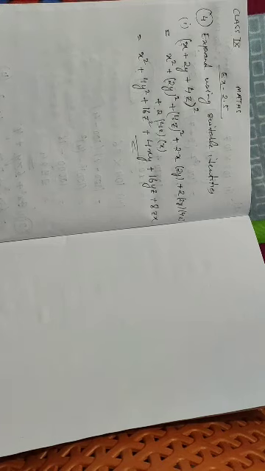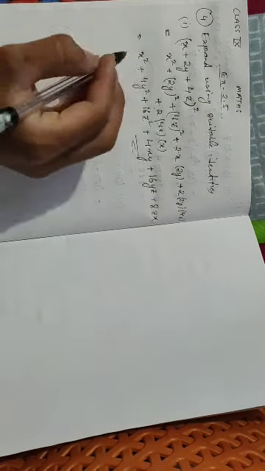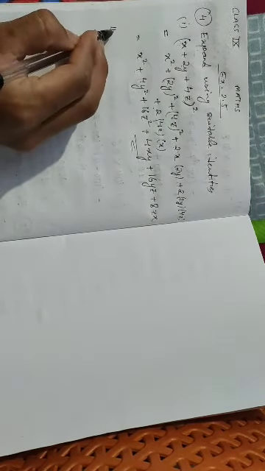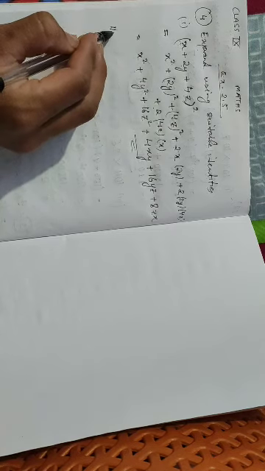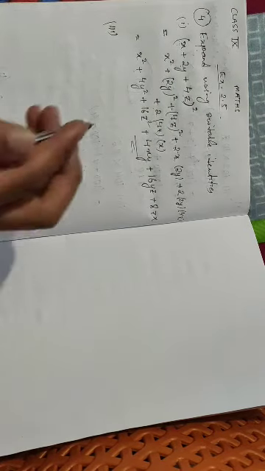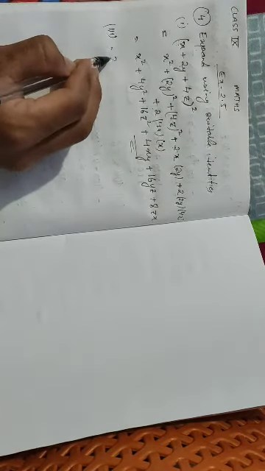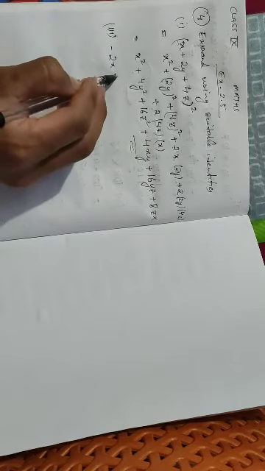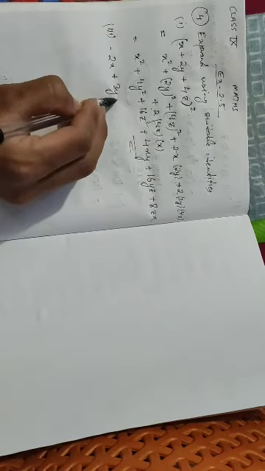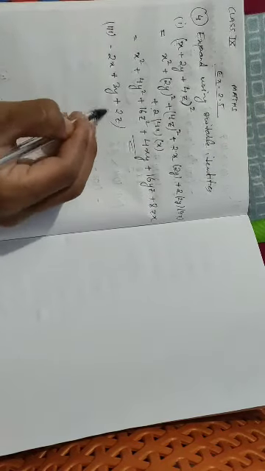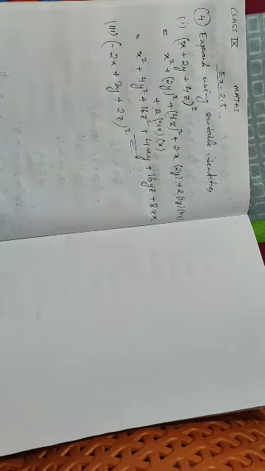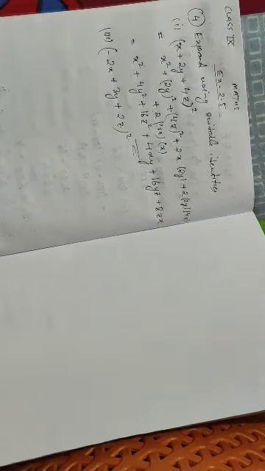And which identity did we use? We used (a + b + c) whole square equals a square plus b square plus c square plus 2ab plus 2bc plus 2ca. Okay, so next we'll do number 3, and the question is (-2x + 3y + 2z) whole square. Here also we will use the same identity.